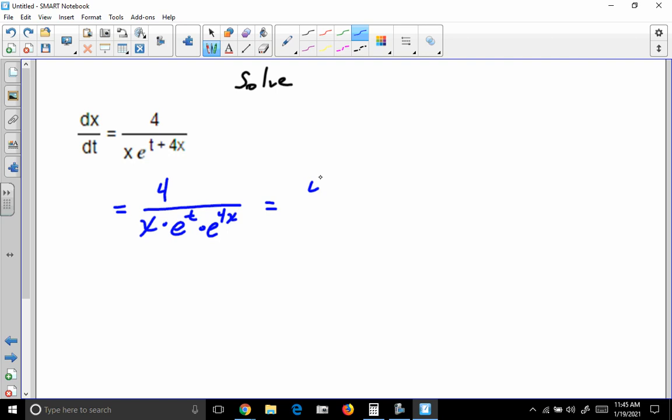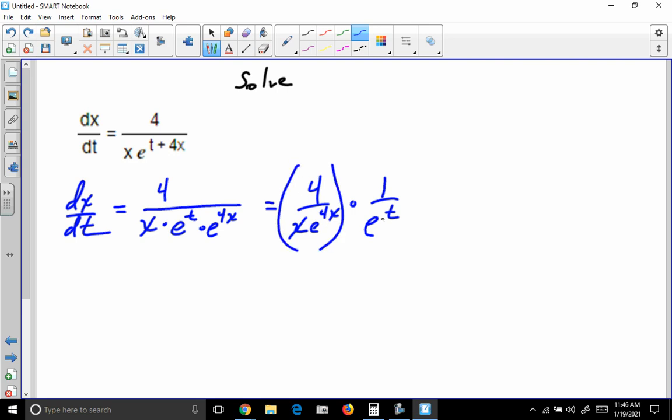Or we could call that 4 over x e to the 4x times 1 over e to the t, and that equals the... so our x factors in one if it doesn't have an x in the other. So we want to get, let's see, if we're going to get rid of the dt on the left, we'd multiply both sides by dt. So our dt would end up on the right. So we would want to leave the e to the t on the right.